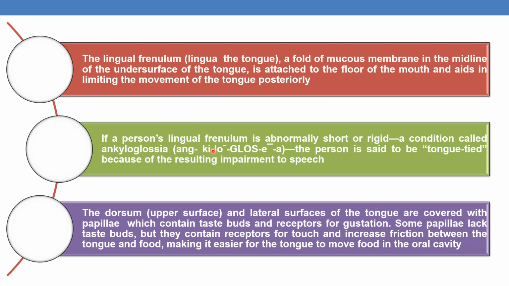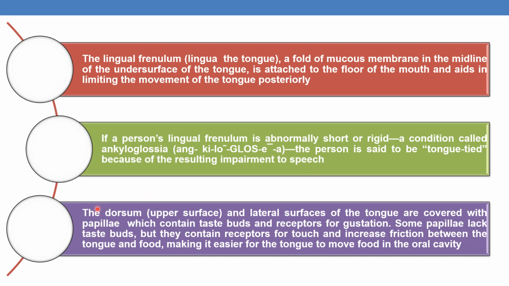If a person's lingual frenulum is abnormally short or rigid, a condition called ankyloglossia occurs. The person is said to be tongue-tied because of the resulting impairment to speech.